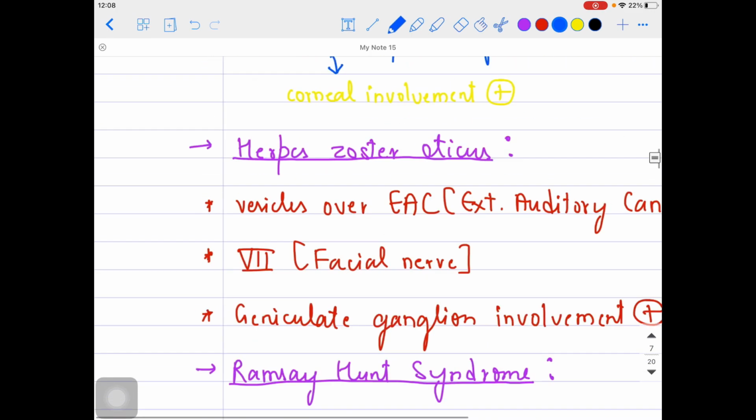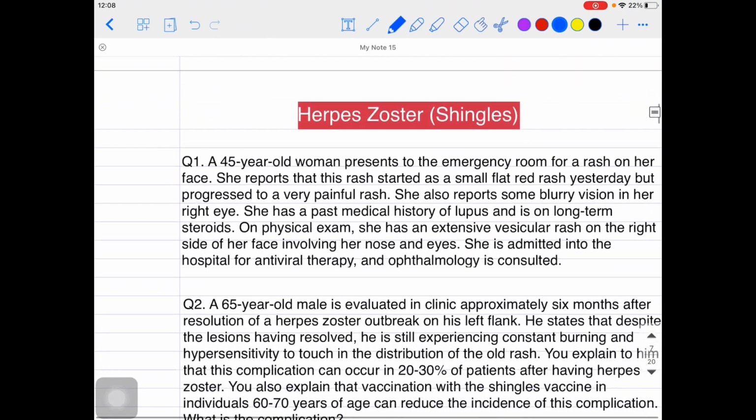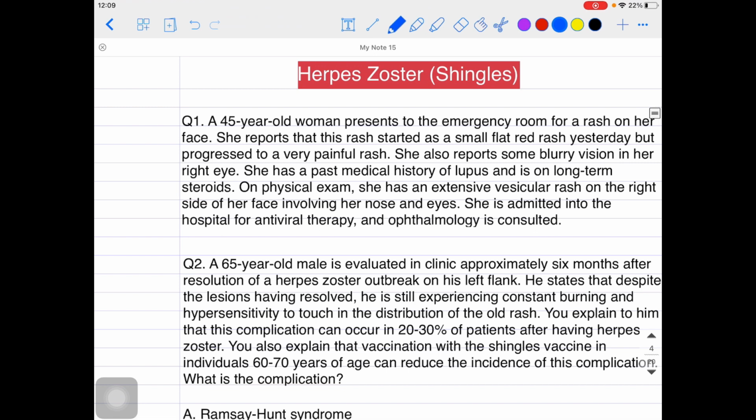Now let's try to apply our knowledge in some MCQs. So, herpes zoster MCQs, let's talk about them. First question: this woman presents to the emergency room with a rash on her face. She reports that this rash started as a small flat red rash yesterday but has progressed to a very painful rash now.